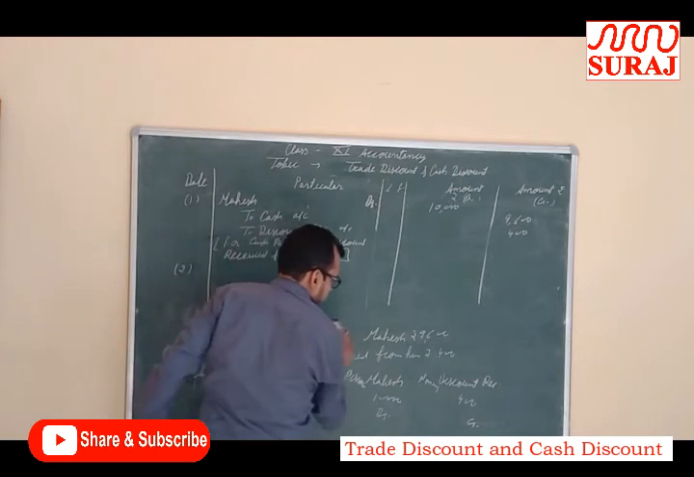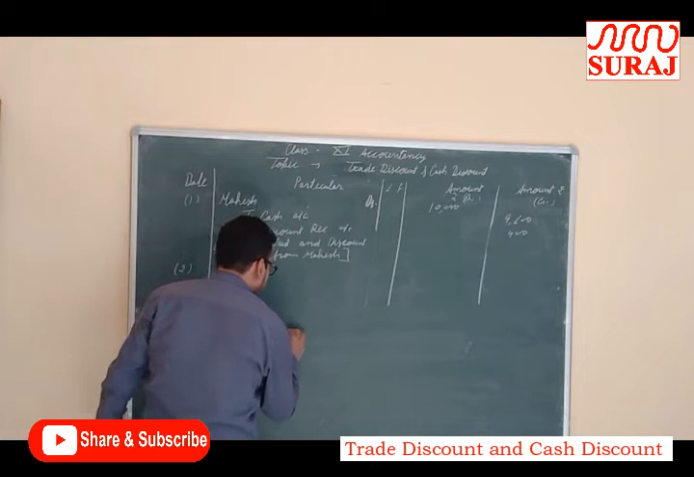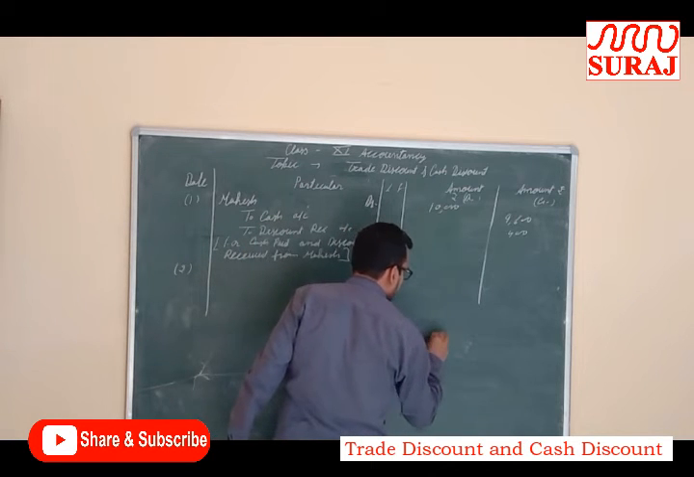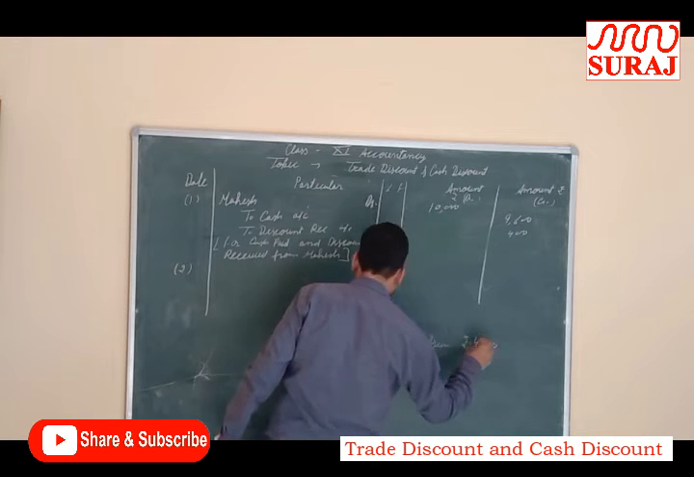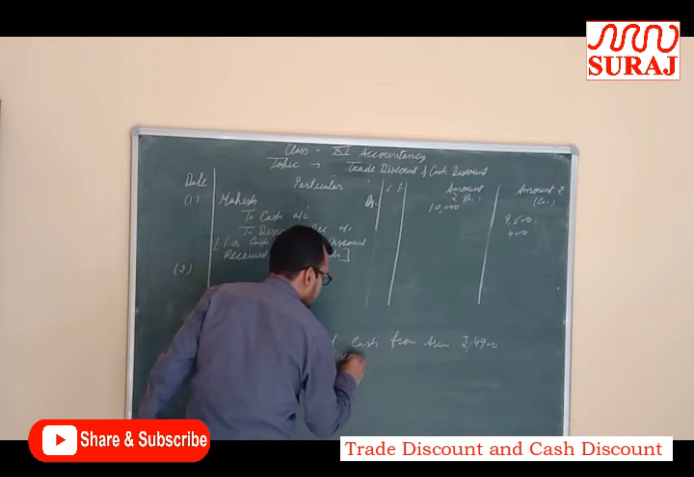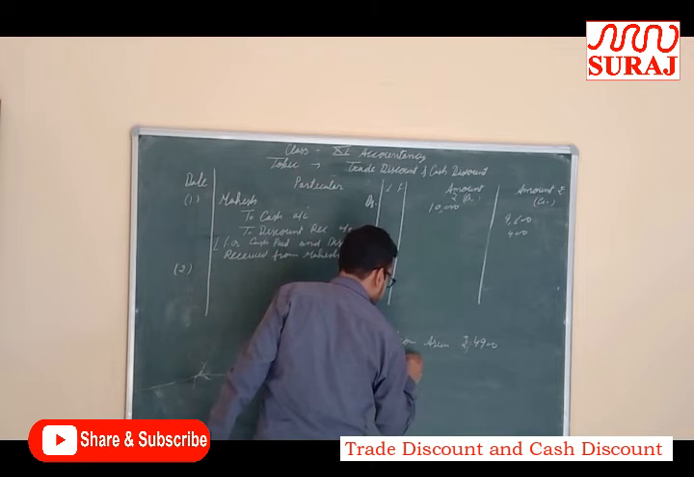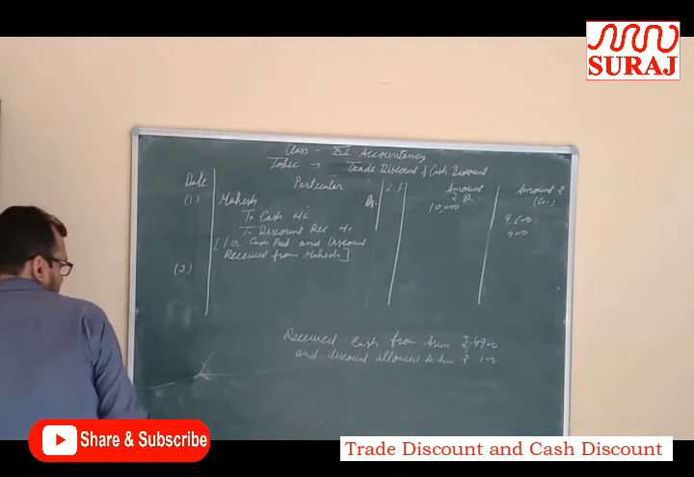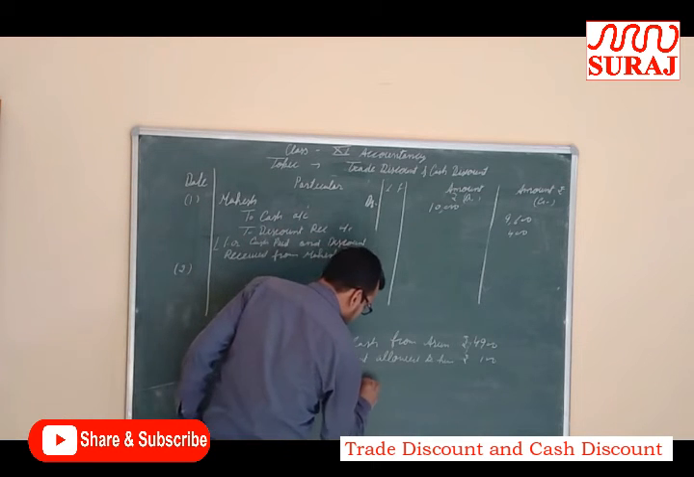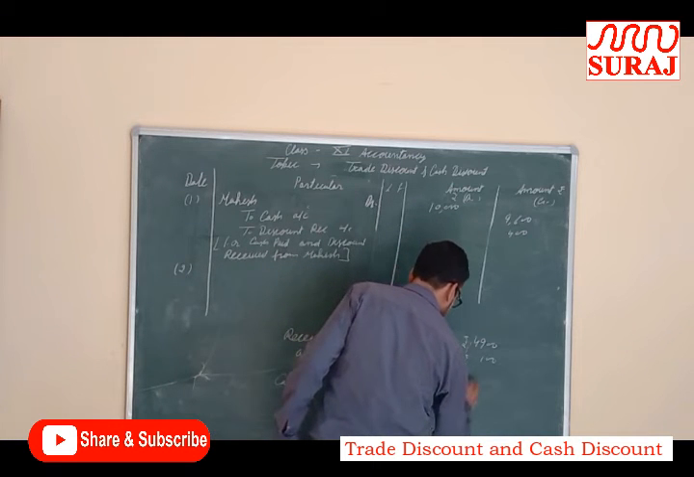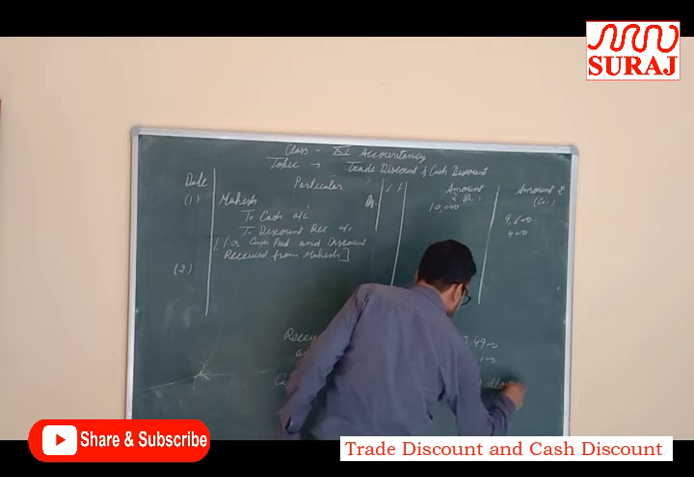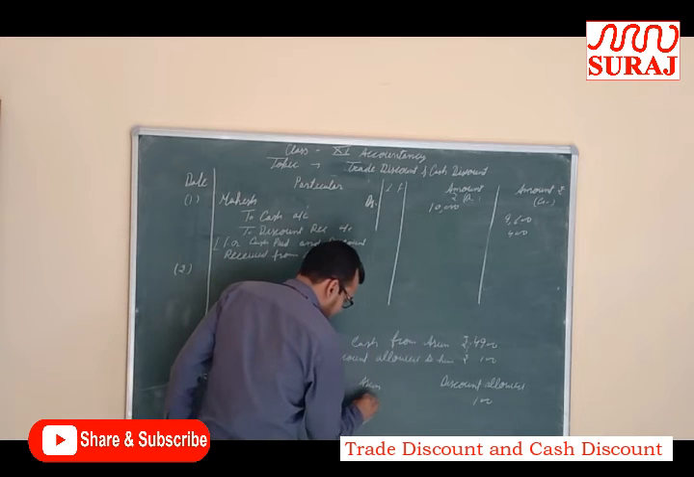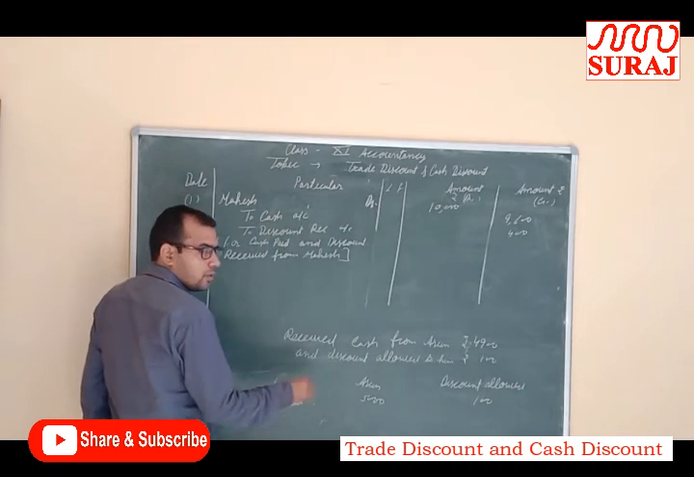Next one is received cash from Arun, rupees 4,900, and discount allowed to him 100. Your entry will be passed from Cash, Arun and Discount allowed. Cash received from Arun: cash 4,900, discount 100, Arun 5,000. Arun is the giver for 5,000.